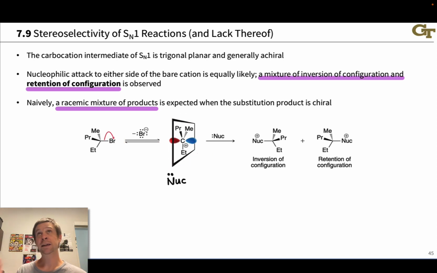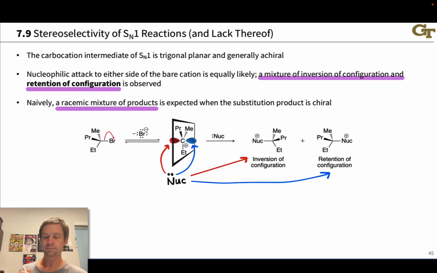And because the carbocation is planar, the nucleophile can approach from one side or the other. It can approach from the left-hand side, forming a bond on that side of the cation. This leads to the product here and is associated with inversion of configuration. Notice the nucleophile is on the opposite side from where the bromine was in the initial substrate. Or the nucleophile can approach the right-hand side of the cation, in which case we get this product, and this looks like retention of configuration with the nucleophile on the same side as where the bromine was in the initial alkyl halide.